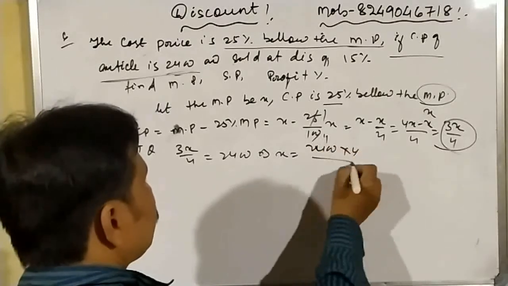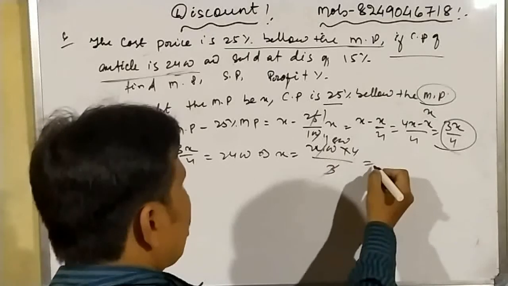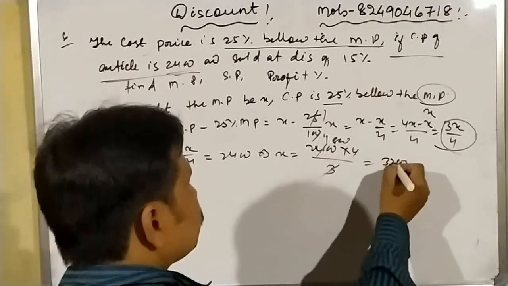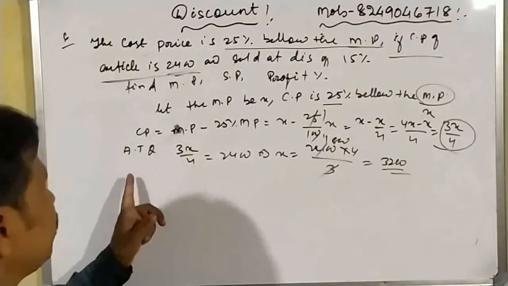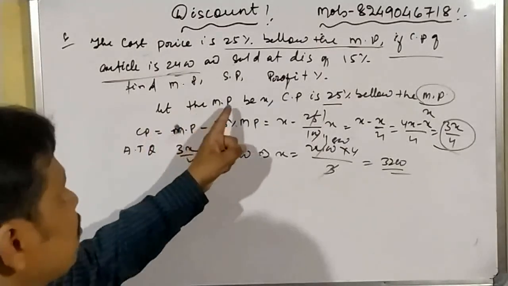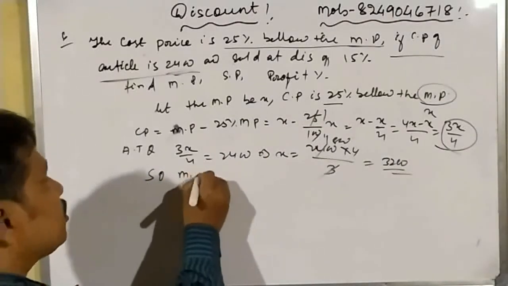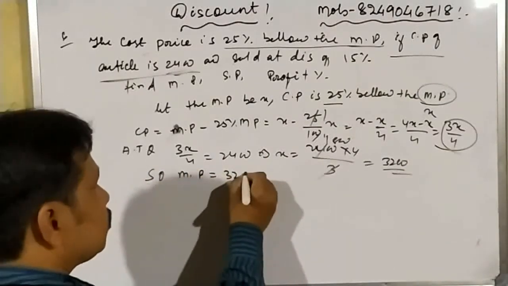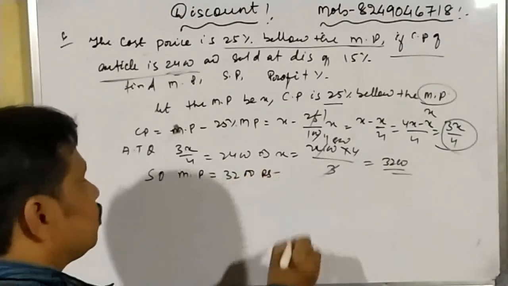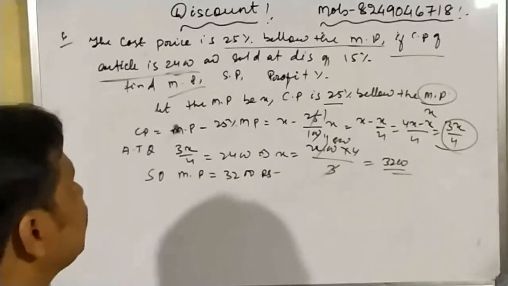2400 into 4 by 3. So 800. The result is 800 into 4, how much? 3200. Okay, so here the value of X equals 3200. But we have taken that mark price is X, so we can write that mark price equals 3200 rupees. Okay, student, so here we have calculated the mark price.